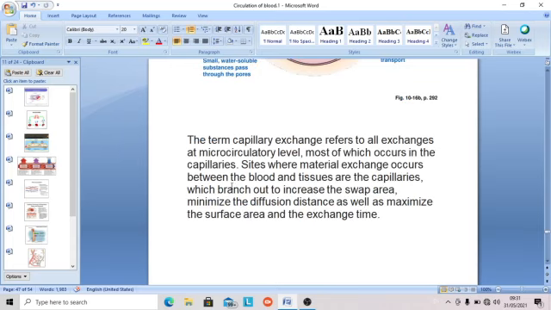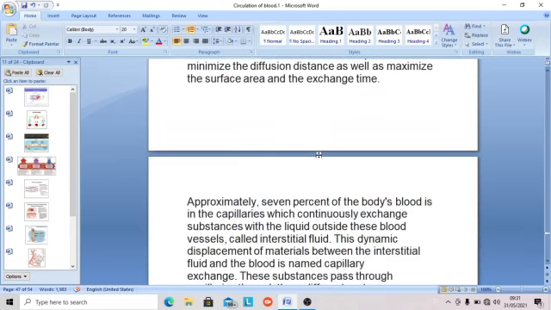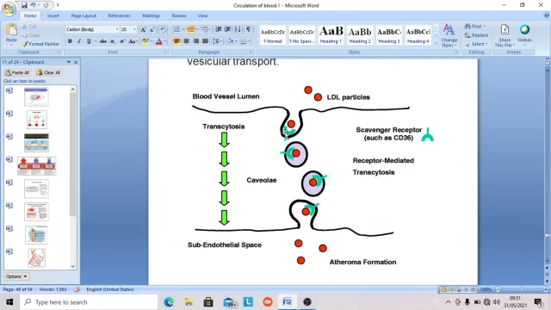Capillary exchange refers to all exchange at the microcirculatory level between blood and tissues. This is the same thing which I have seen, the lipid particles, LDL particles.